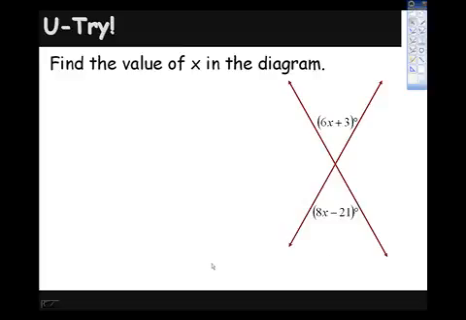Go ahead and pause the video and give this a try. When you're ready to check your answer with mine, press play.